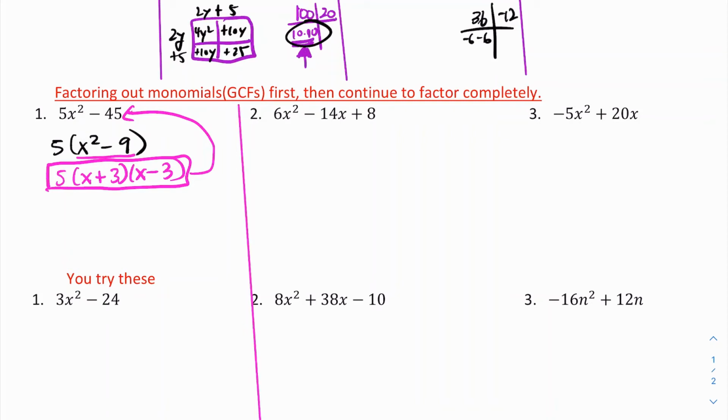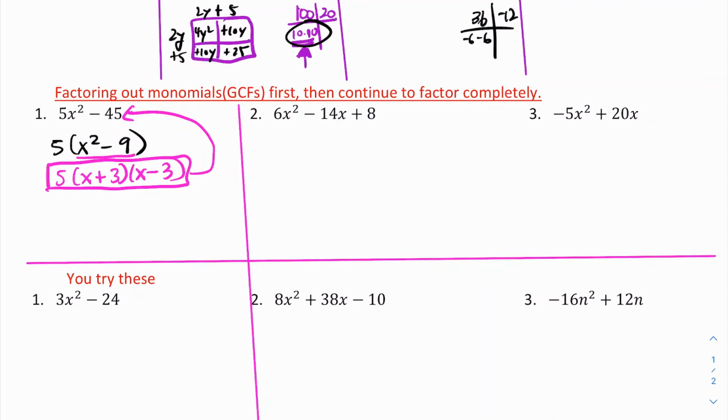Now, for the second one, let me kind of give some guidance here. For the second one, the 6, the 14, and the 8 all have a 2 in common. And that leaves me with 3x squared minus 7x plus 4. Now, in this kind of problem, it actually is easier to use the box method instead of the grouping because there's this 2 in front that kind of throws people off.